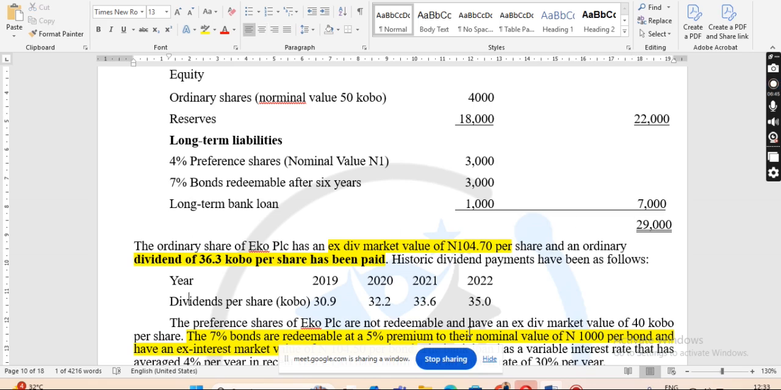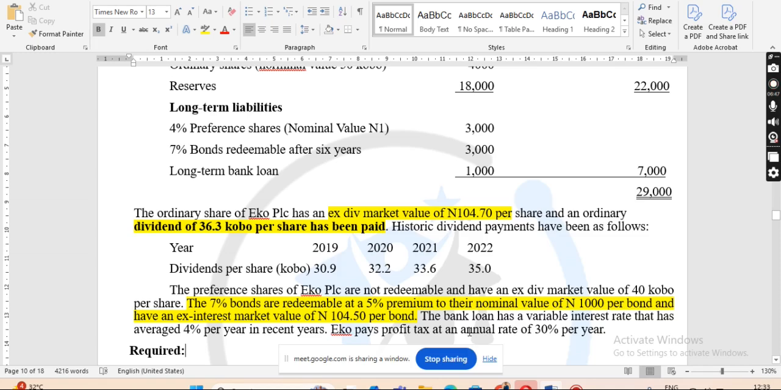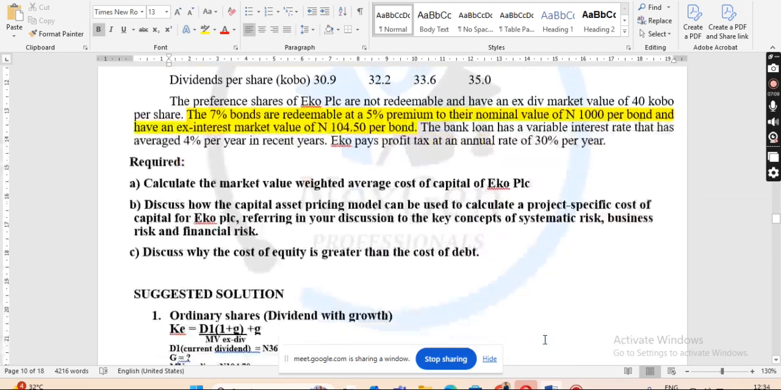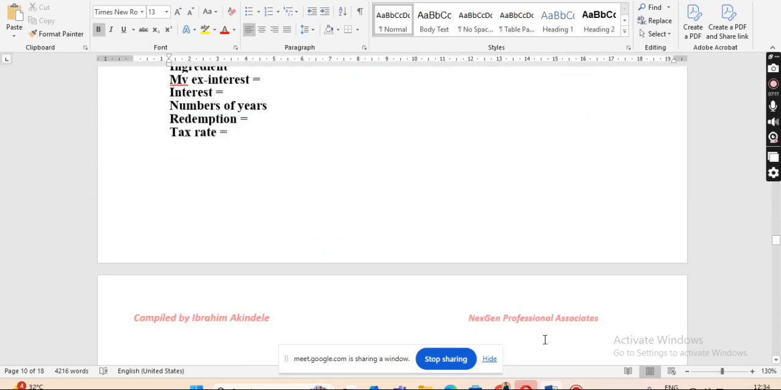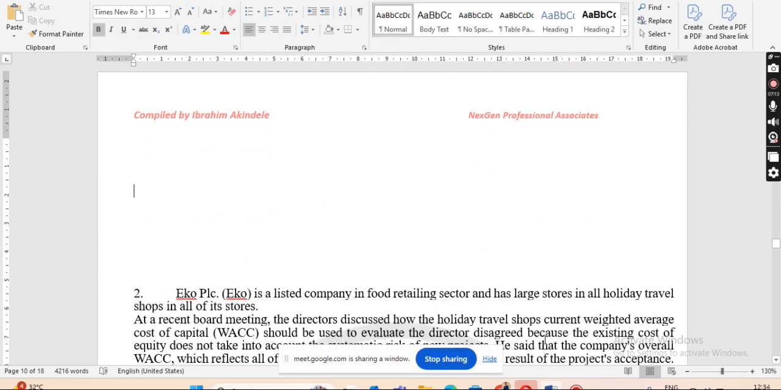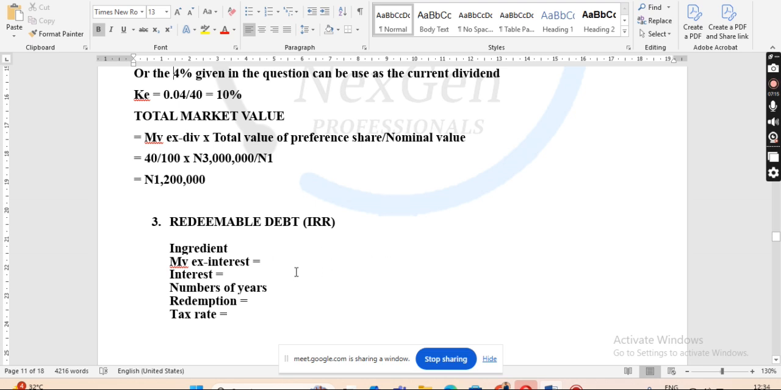Now, what is the interest rate? For those who have the question, please take note of this so that you just give me the figure. The interest rate is 7%. The nominal value is 1,000. The premium is 5%. Please take note. The market value ex interest is 104.50. Have you taken note of that? Then the tax rate is 30%. You give me all those figures. That is why it is good to get the material so that we will not be going back and forth like this.